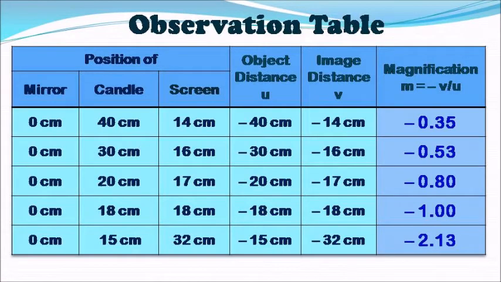Now, after putting all our observations in a tabular form, you can see that as the object distance decreases, the object comes closer to the mirror, the image distance increases. The image is moving away from the mirror and the magnification of the real image increases. The minimum magnification is minus 0.35 and the maximum is minus 2.13 in our case.